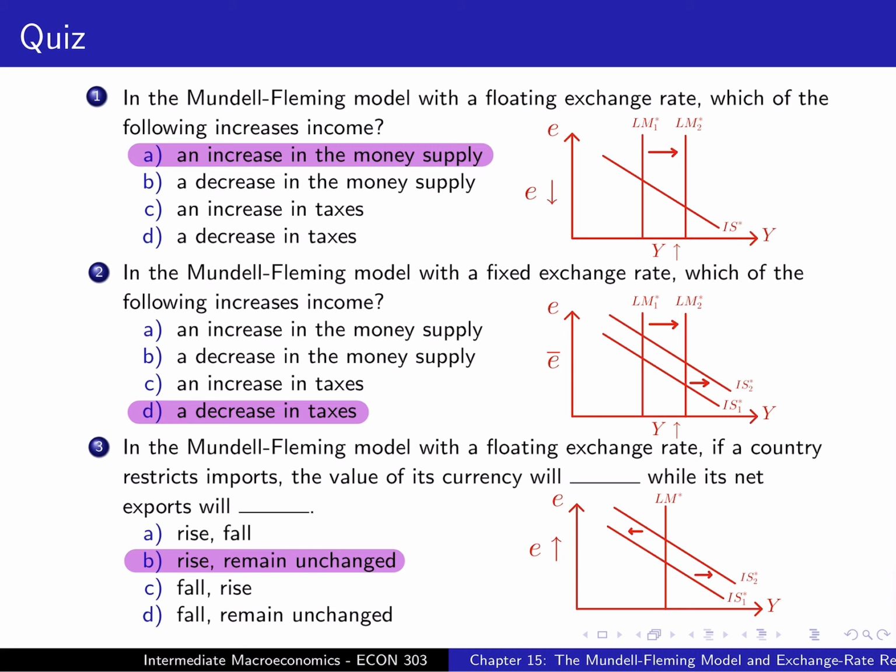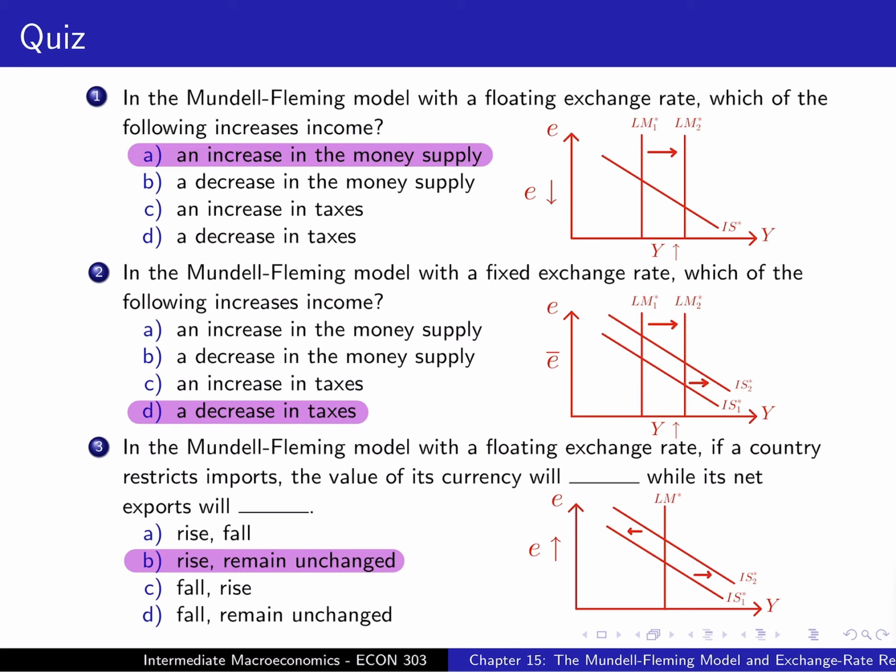Question number 2. Which of the following increases income under fixed exchange rate? The correct answer is D. A decrease in taxes. With fixed exchange rates, fiscal policy is powerful. T decreases, shifts the IS star curve right, and Y increases.